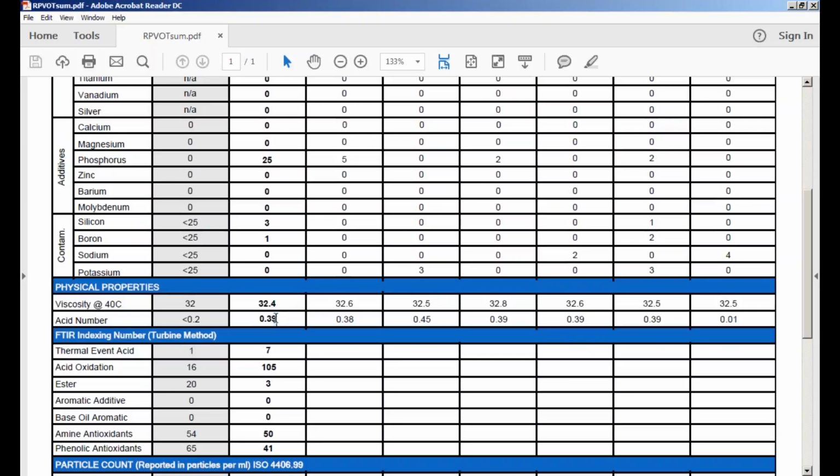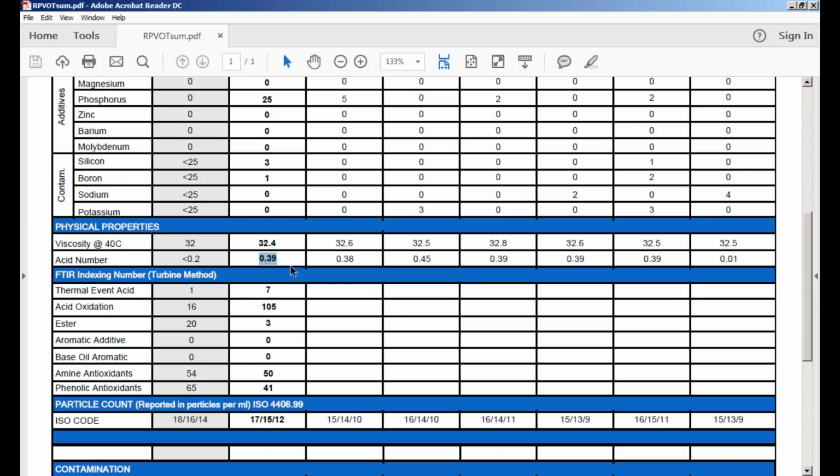Viscosity is good at 32. Look at that. Acid number, 0.39. For any of these RNO turbine oils, we really should be under this number here. We should be less than 0.2. But this one's here at 0.39, and it's been high in the past. So it's very possible that this was running what we call extended service, just in place too long.